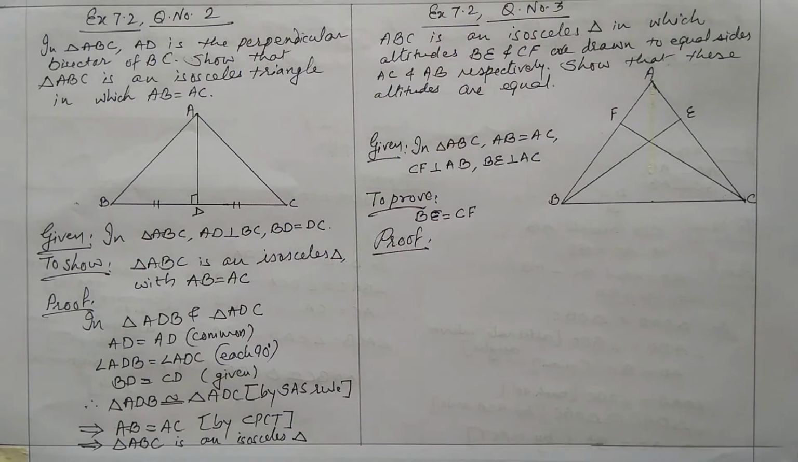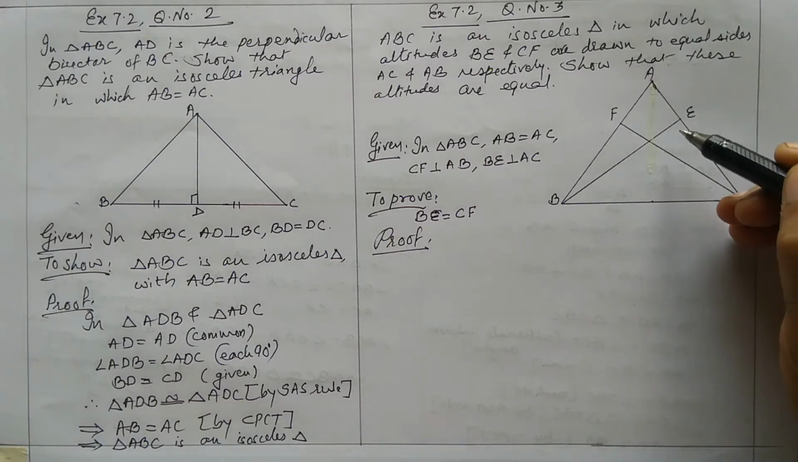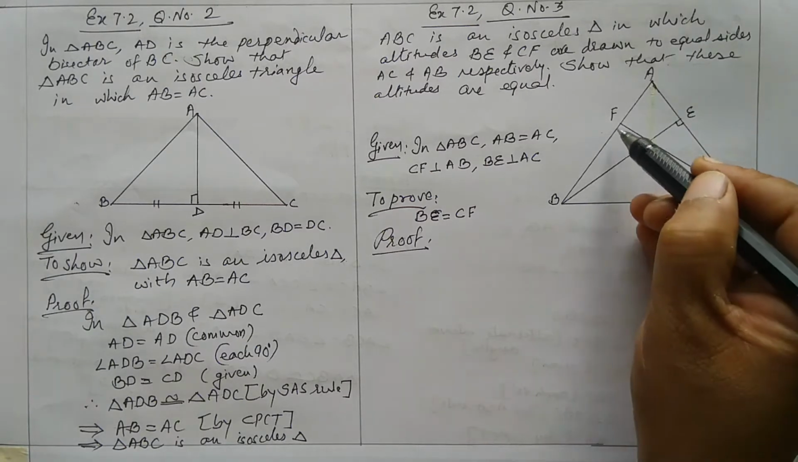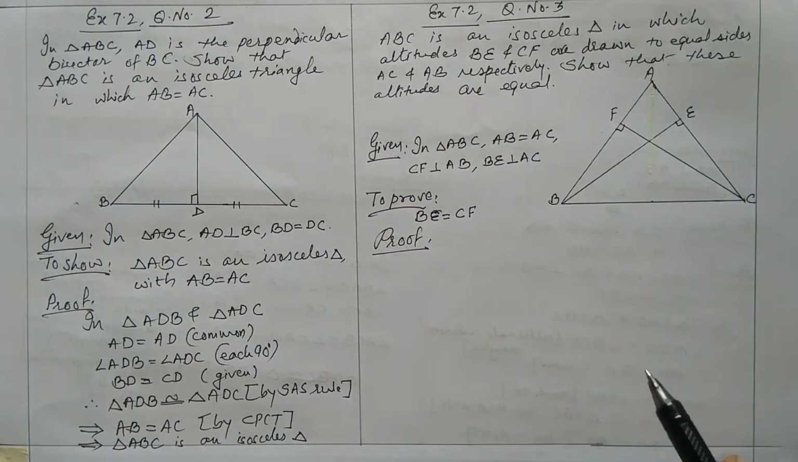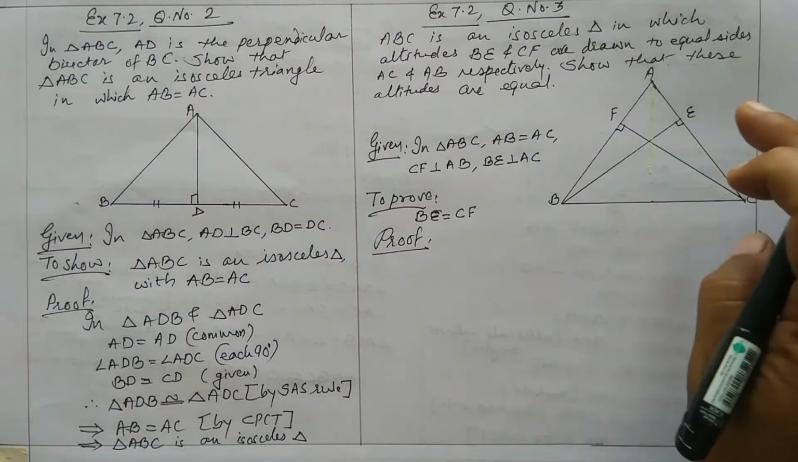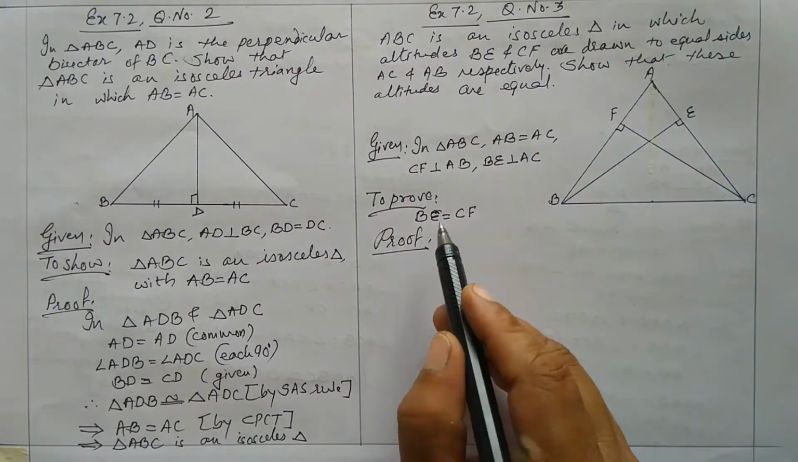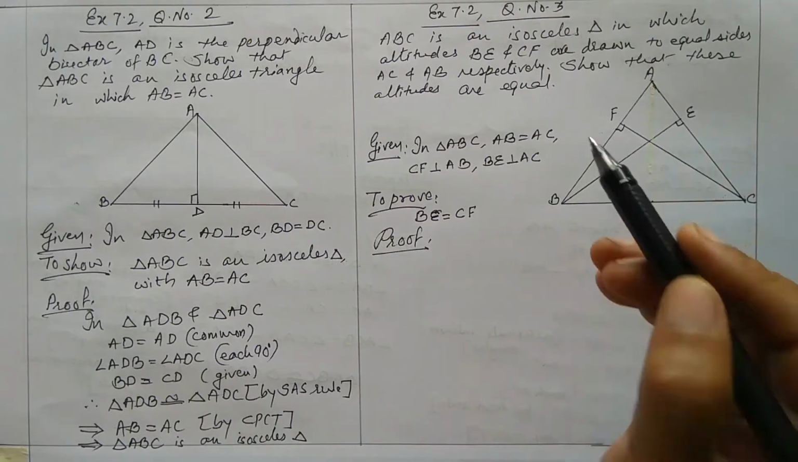Let us see question number 3. Here triangle ABC is also an isosceles triangle. Here BE is perpendicular, that is altitude drawn on side AC, and CF is altitude drawn on AB. You have to prove that BE is equal to CF, not CE.